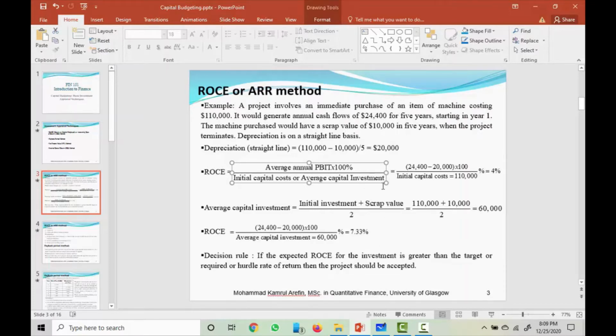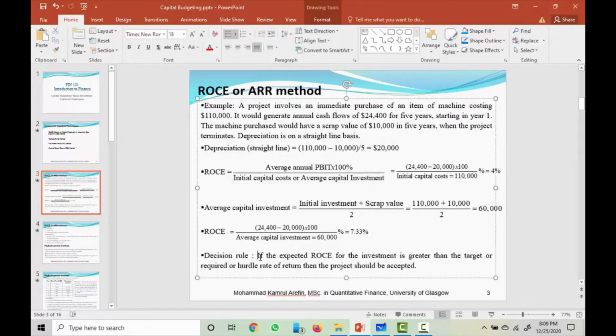So there is some inconsistency here. Some accountants prefer to use initial capital cost, and some prefer to use average capital investment. When you use initial capital cost, the return on capital employed is 4%, but when we use average capital investment, the return on capital employed is 7.33%. So which one should we use? Some companies use initial capital cost in the denominator. Some companies use average capital investment.